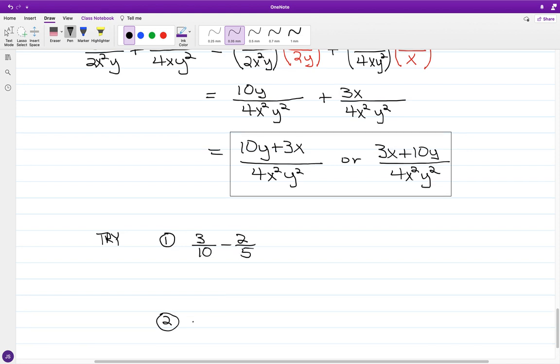And also where we have 5 over 2xy squared plus 7 all over x squared y. Okay, so for the next few moments, let's see what we get for the difference in number 1 and for the sum in number 2.